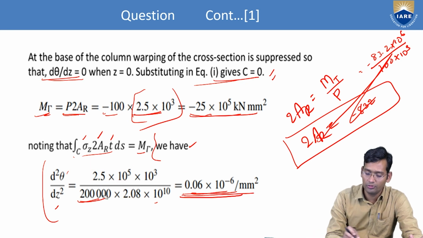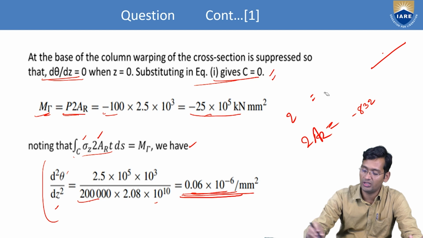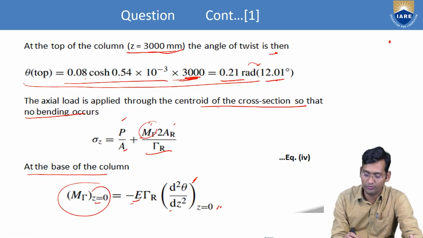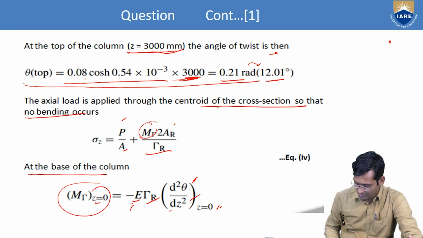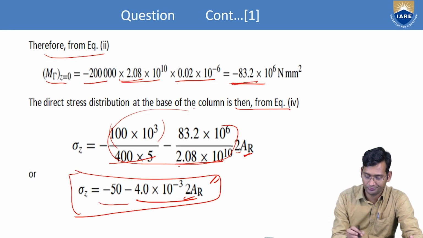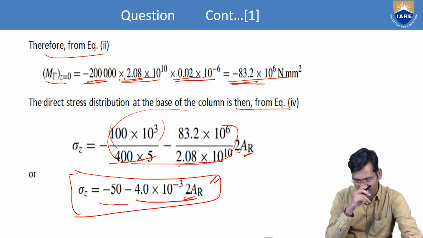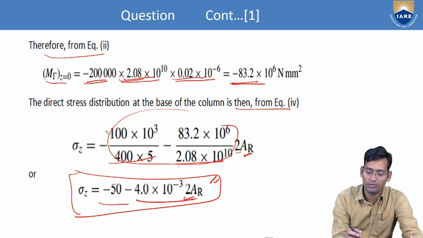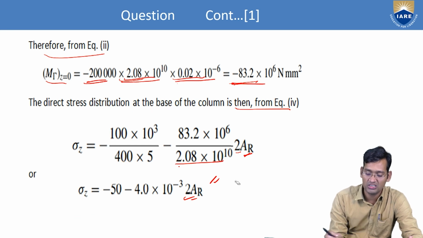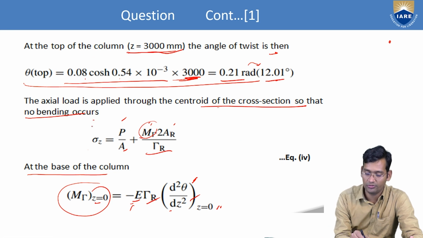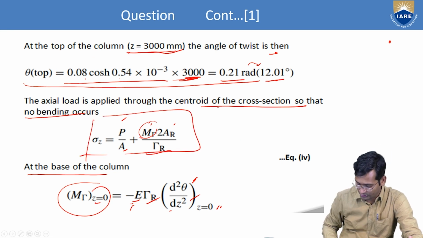Right. So now we have everything, just put it in. We have E, we have tau r, and d2 theta by dz square. So after multiplying, what do you get? Minus 83.2 into 10 to the power 6. So now we have M tau. Just substitute M tau and all the values in the sigma z equation, that is equation 4.